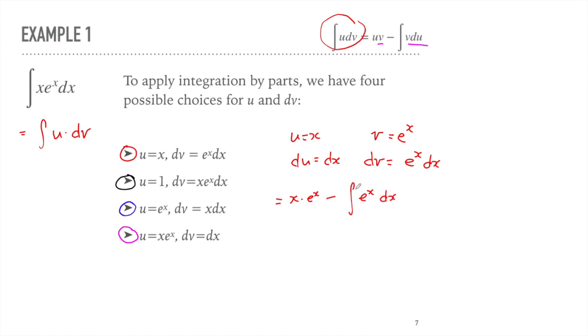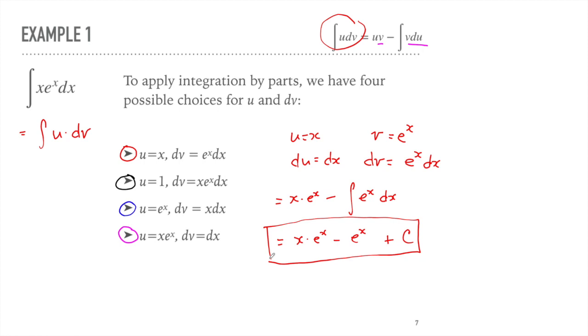Now, tignan natin yung integral na v du. Is this a simpler integral? It is. Yung left side, wala na tayong gagawin dun. Kunin na lang natin integral nito. So, we'll have x times e to the x minus e to the x plus a constant. And that's it. Na-integrate na natin yung ating given na x times e to the x dx.